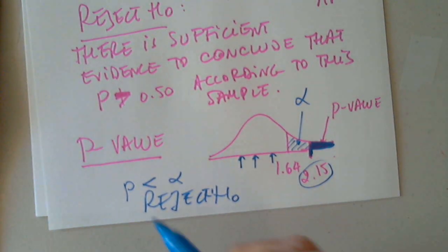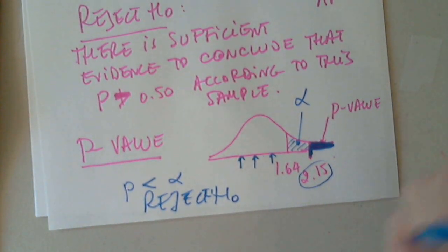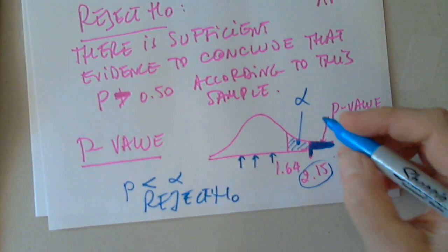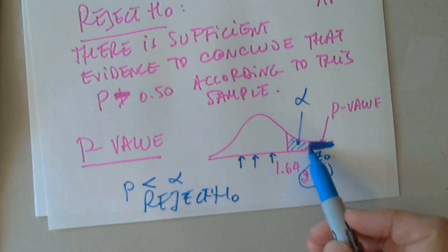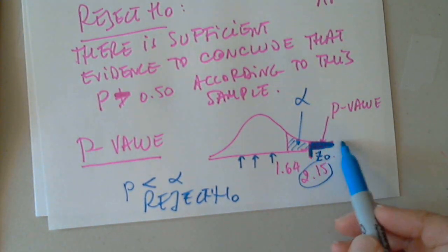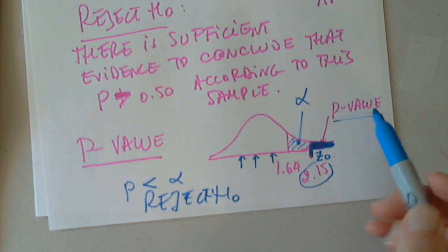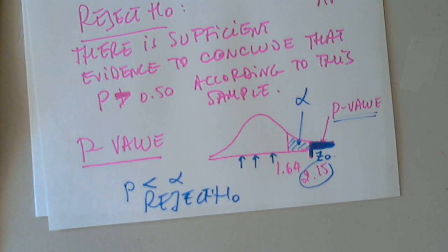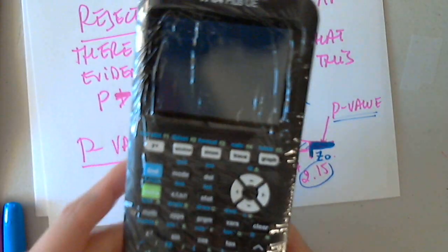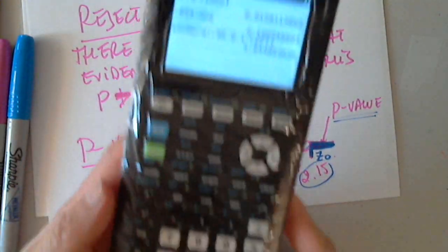But it happened that the data coming from the sample, what the Z statistic or Z nod, if you want, was here. Because it's here, the area to the right, the p-value in other words, is less than alpha, and therefore we reject H naught. Let's do this with the calculator and then with StatCrunch.